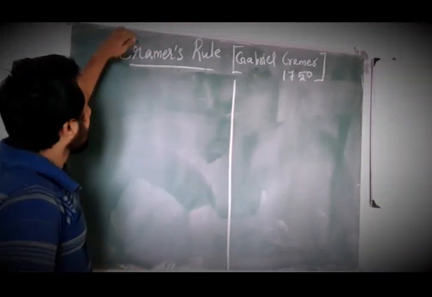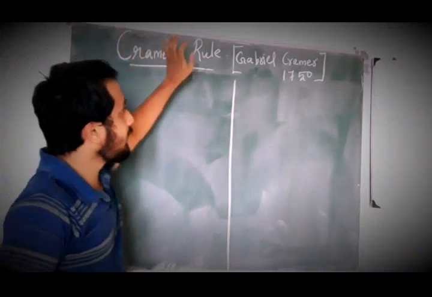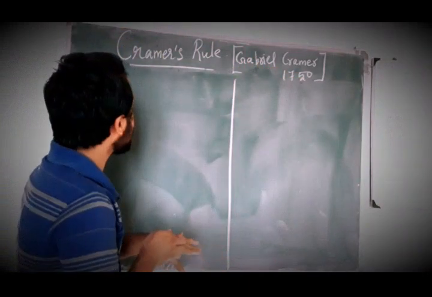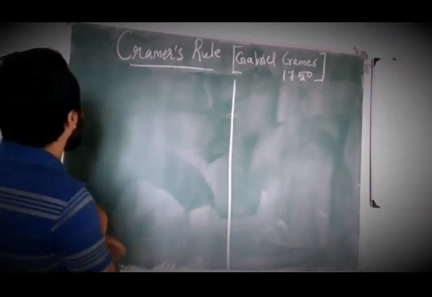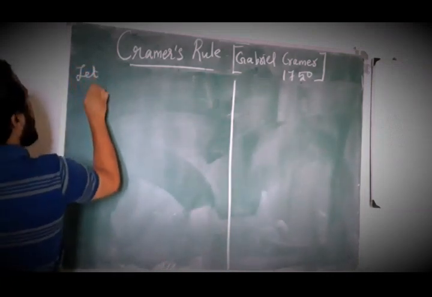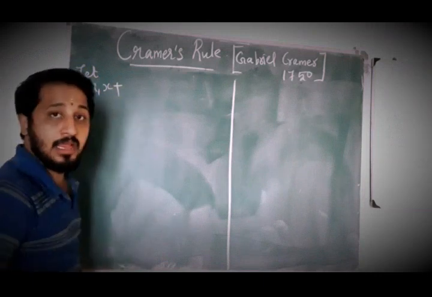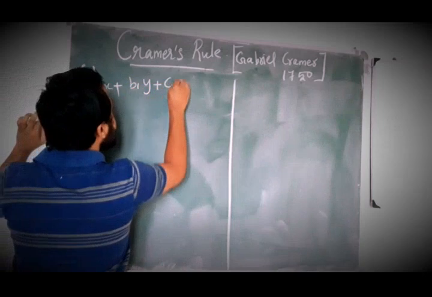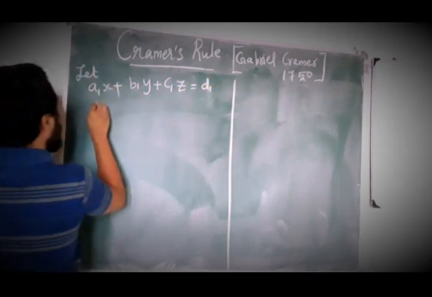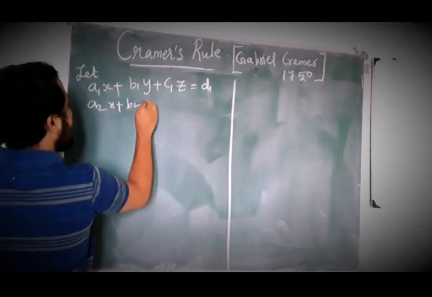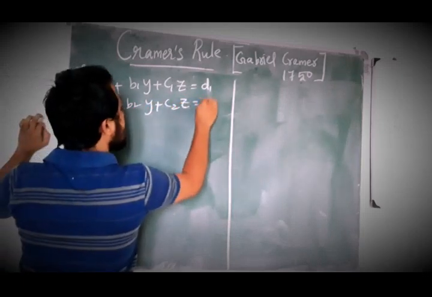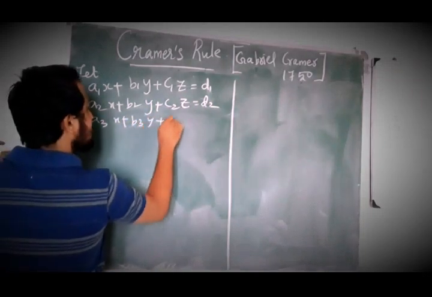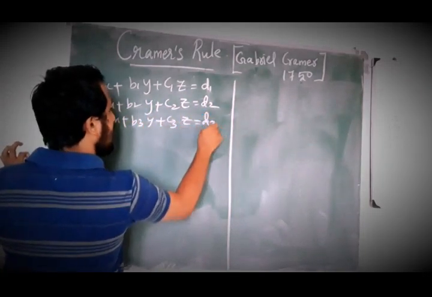Listen here. Cramer's rule. This was introduced by Gabriel Cramer in 1750. Let us discuss what he has implemented in this theory. Let us consider a system of linear equations: a1x plus b1y plus c1z is equal to d1. a2x plus b2y plus c2z is equal to d2. a3x plus b3y plus c3z is equal to d3.